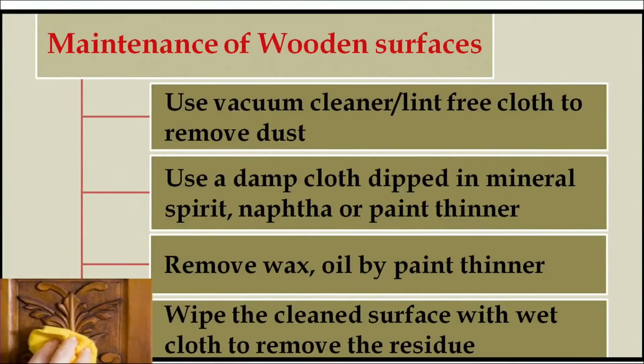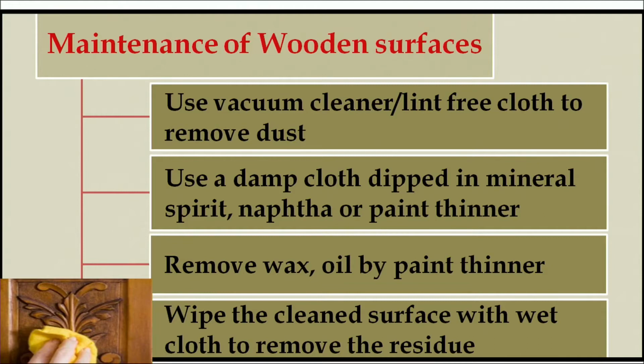Now we will discuss maintenance of wooden surfaces. Maintenance of wooden surfaces can be done in several manners. First, you can vacuum clean it, or you can clean it using a lint-free cloth to remove the dust. You can also use a damp cloth, which can be dipped in mineral spirit, naphtha or paint thinner.